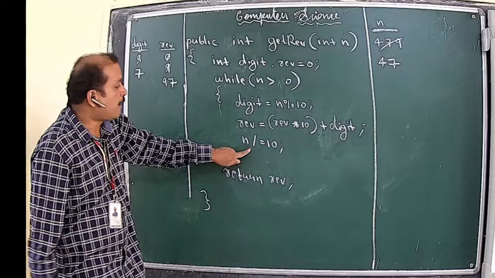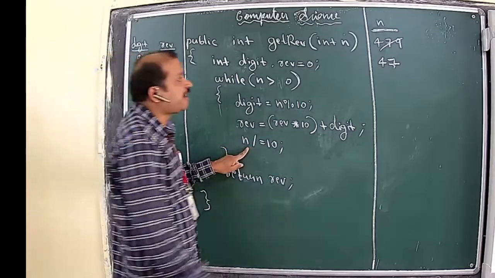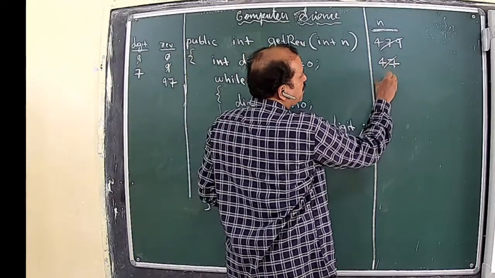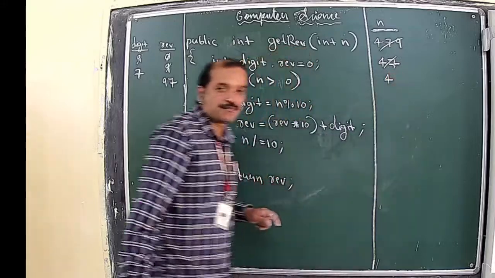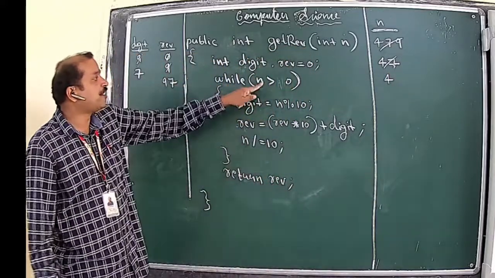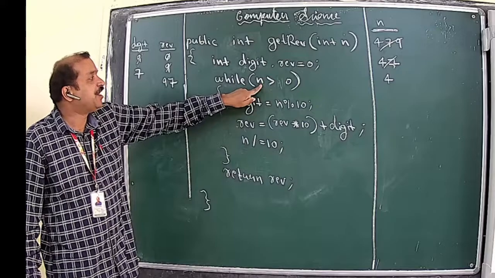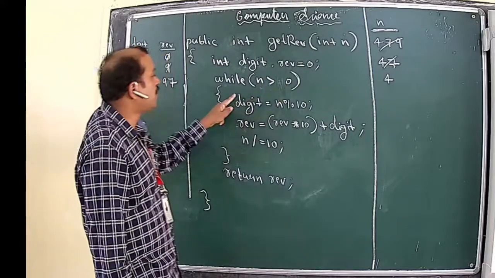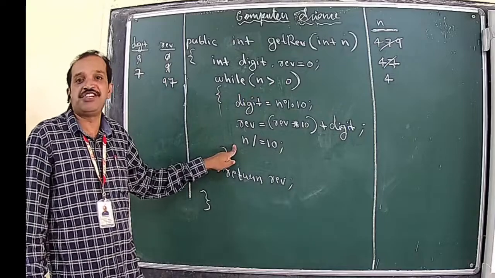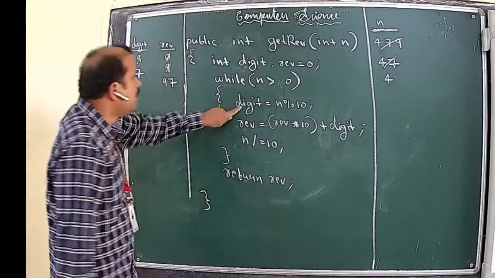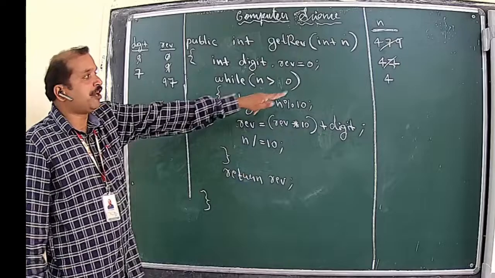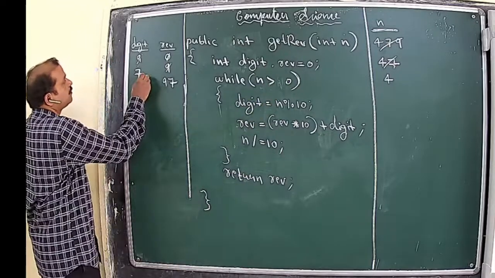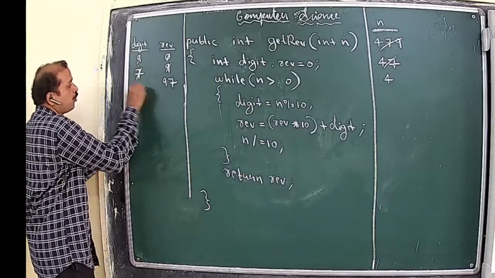Alright. After that, again the value of n will be divided by 10. 47 divided by 10, that is 4. And again the loop will be iterated for a third time, n greater than 0. Even now it is true. Therefore the loop body will be executed one more time. Now again, digit equal to n modulus 10. 4 modulus 10. Definitely it is going to be 4 itself.